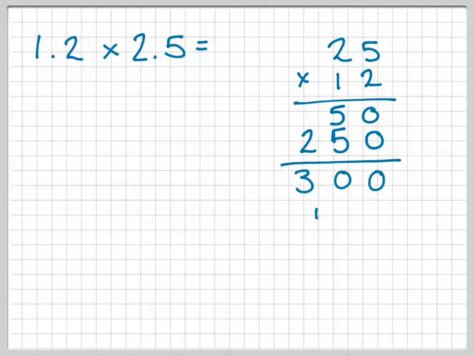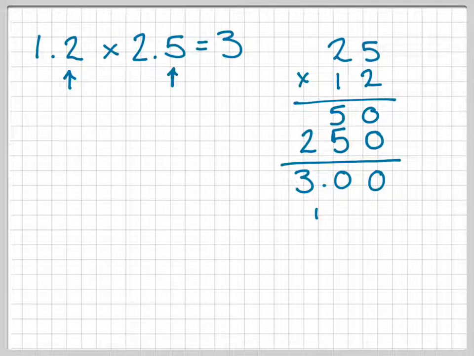And how we know where the decimal point goes is we go back to our question. How many digits are there after the decimal point in our question? Well, we've got one here and we've got another one here. So that means there needs to be 2 digits after the decimal point in our answer. So I'll put my decimal point here and that's my answer. My answer would be 3.00 or 3.